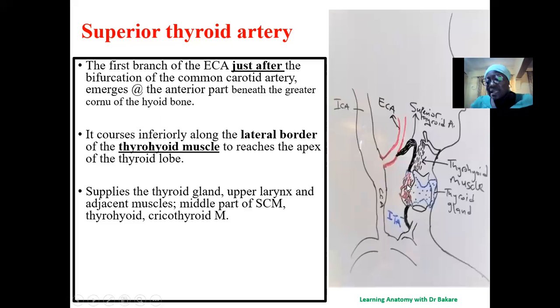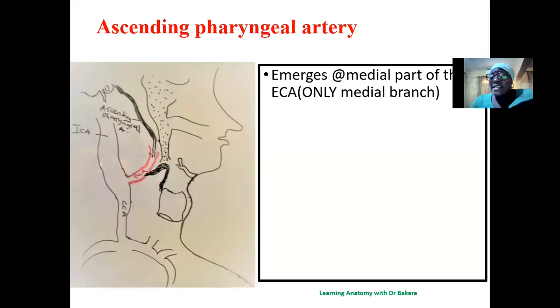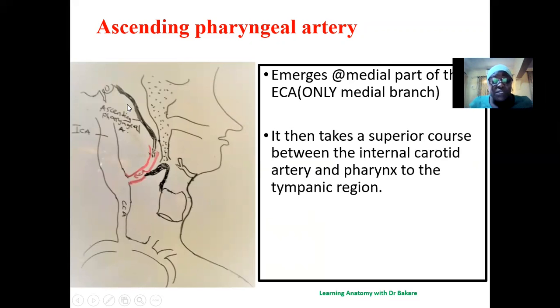And this forms an anastomosis with the superior thyroid artery to supply the thyroid gland. Then the second branch is the ascending pharyngeal artery. This is the only medial branch that the external carotid artery gives. It occurs around the medial side, and it runs superiorly between the internal carotid artery and the pharynx.